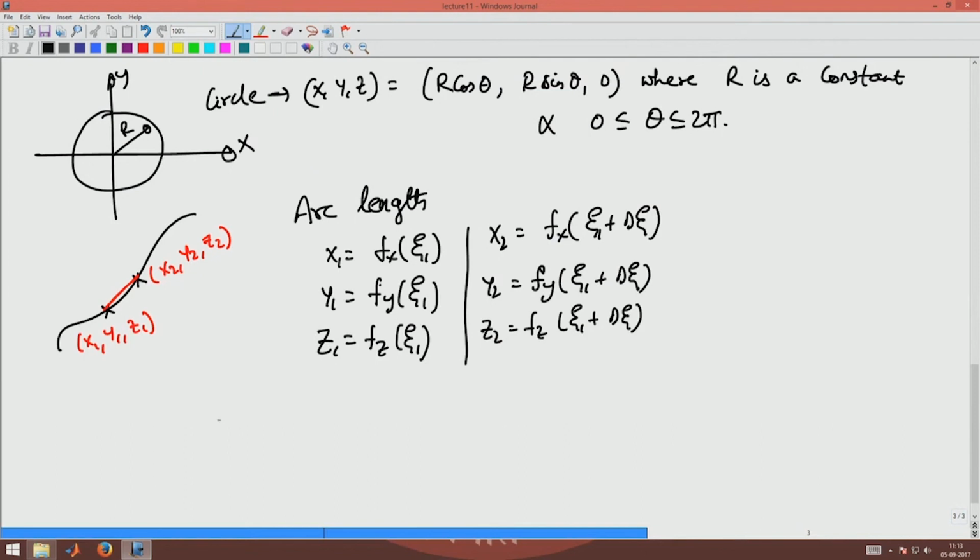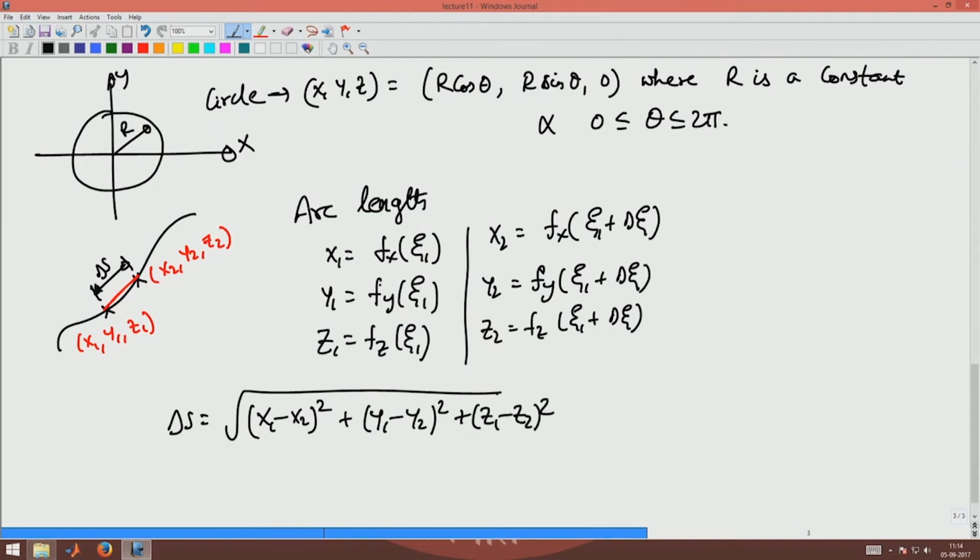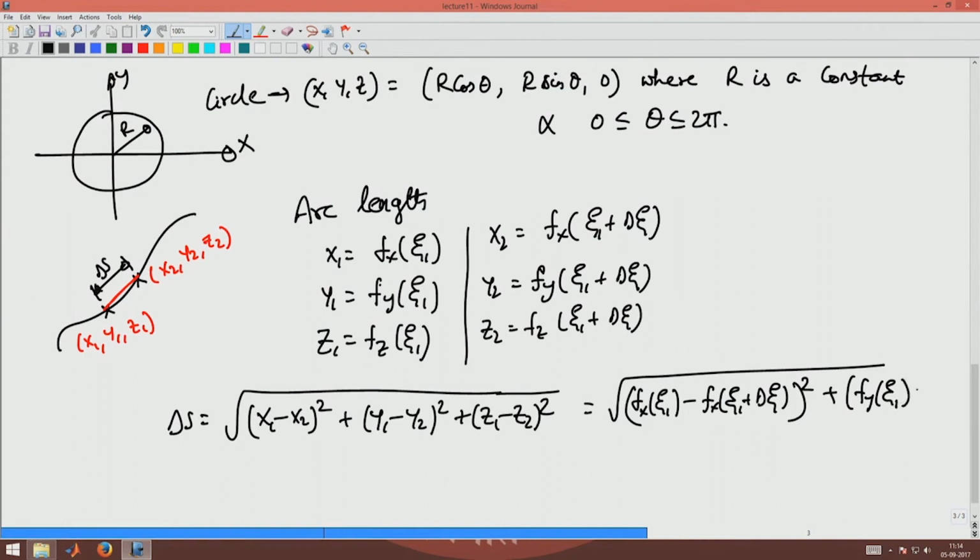So, now what is the length of the line? If this length were to be delta s, it would be the square root of x1 minus x2 the whole square plus y1 minus y2 the whole square plus z1 minus z2 the whole square, which will be the square root of f of x at psi 1 minus f of x at psi 1 plus delta psi, the whole square, plus f of y at psi 1 minus f of y at psi 1 plus delta psi, the whole square, plus f of z at psi 1 minus f of z at psi 1 plus delta psi, the whole square. Okay, that is delta s.